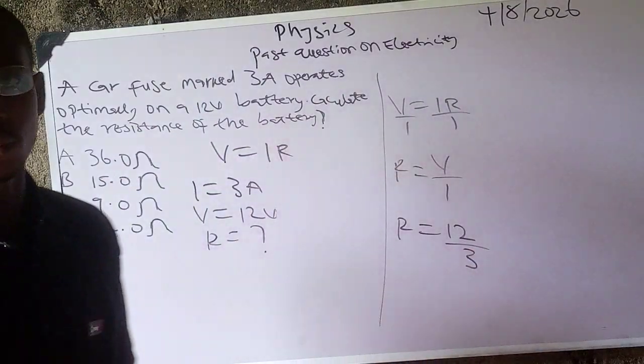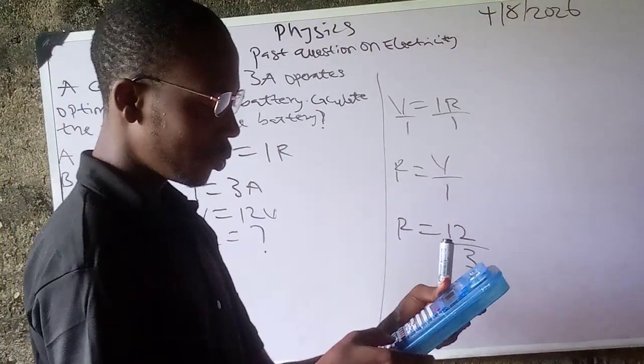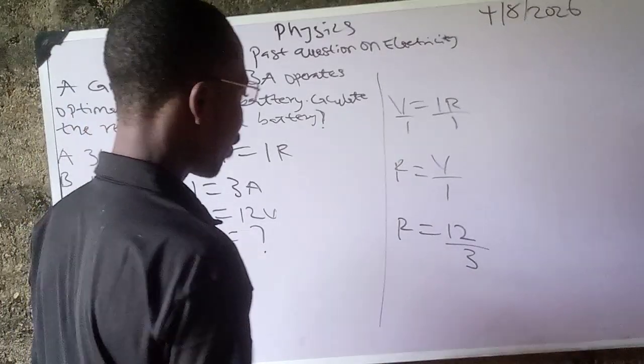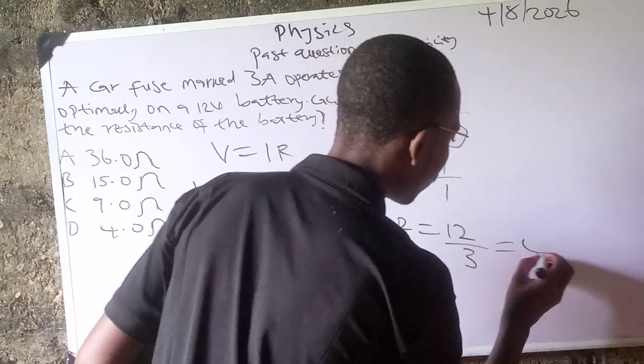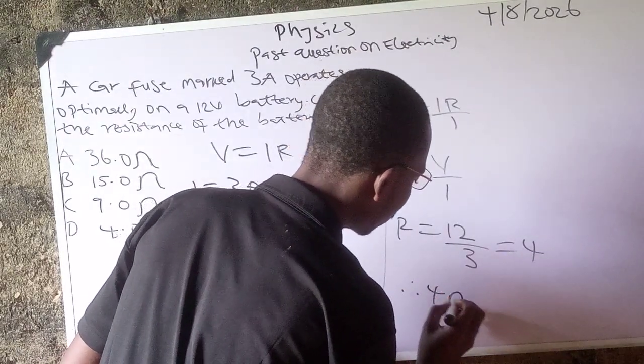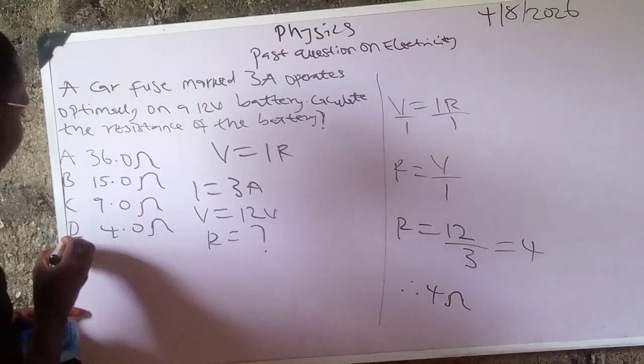Then let's use our calculator. 12 divided by 3 will give you 4. So our resistor is 4. That is therefore 4 ohms, which is option D.